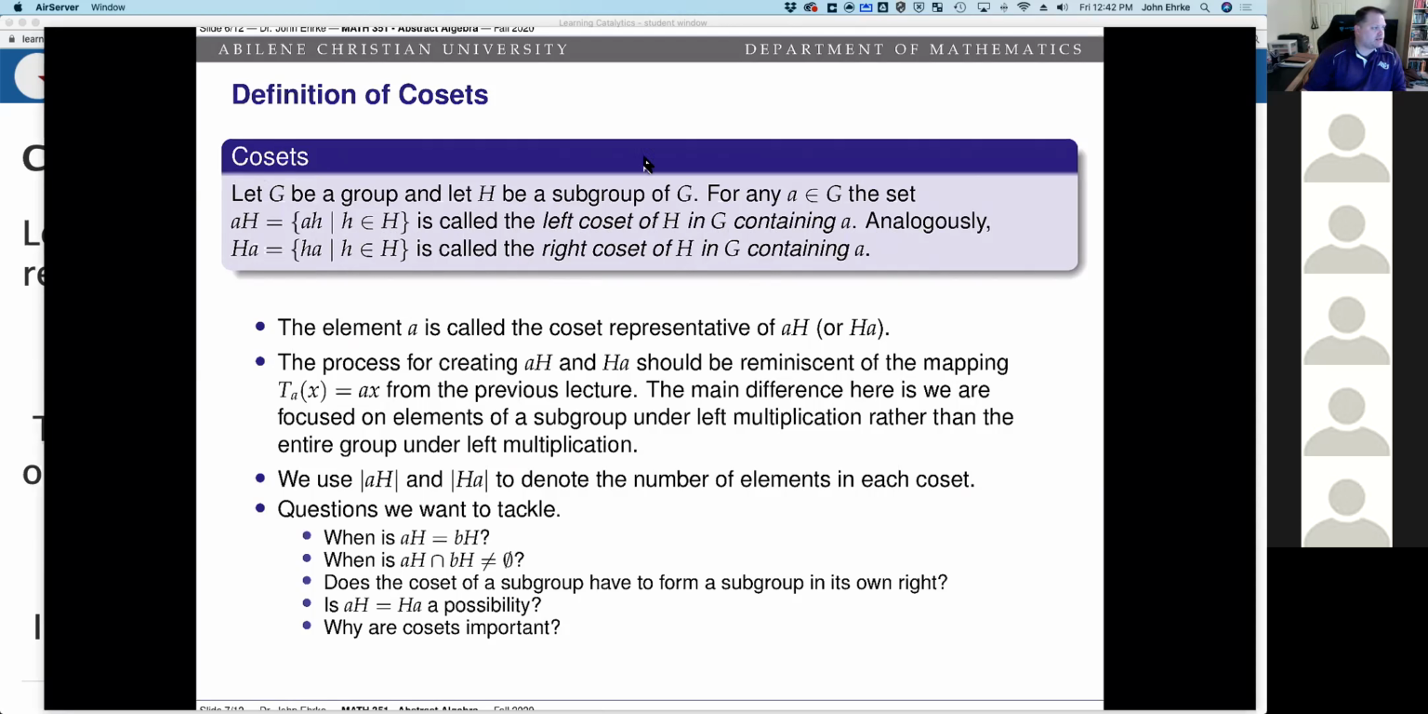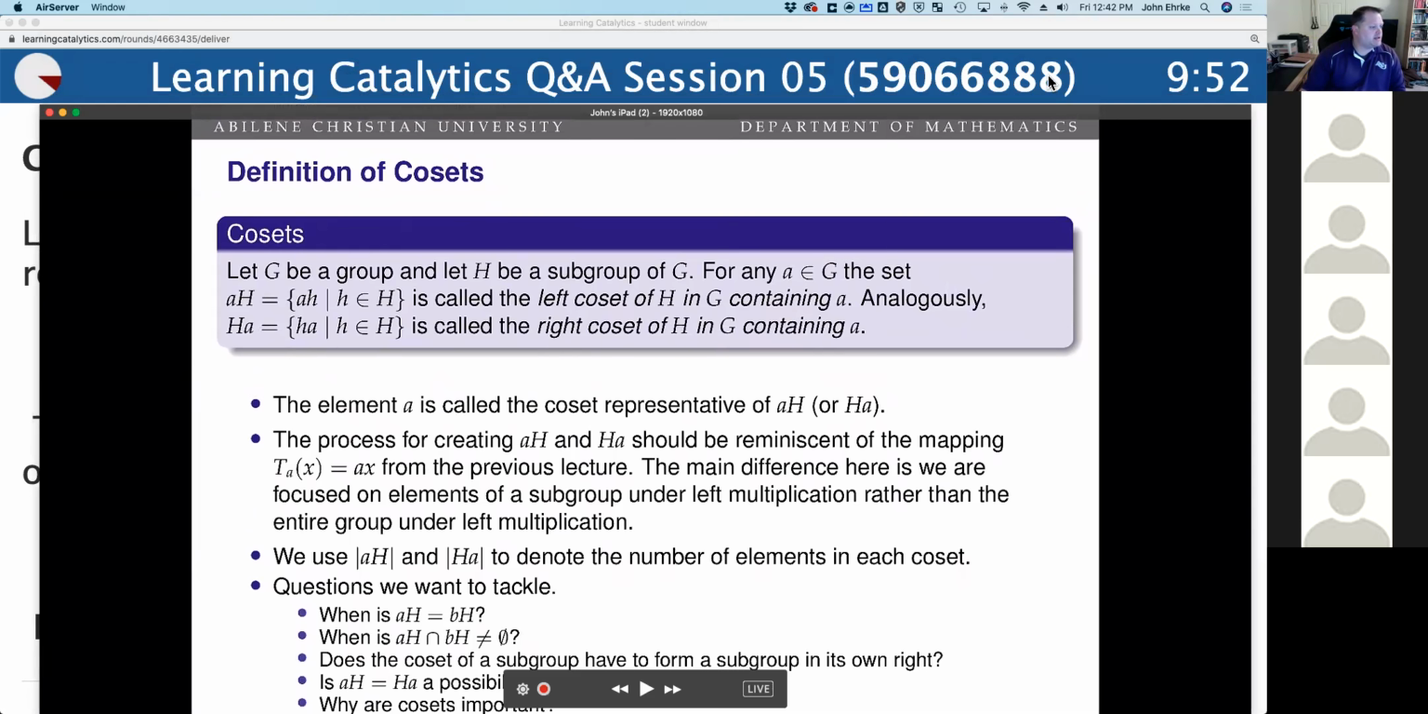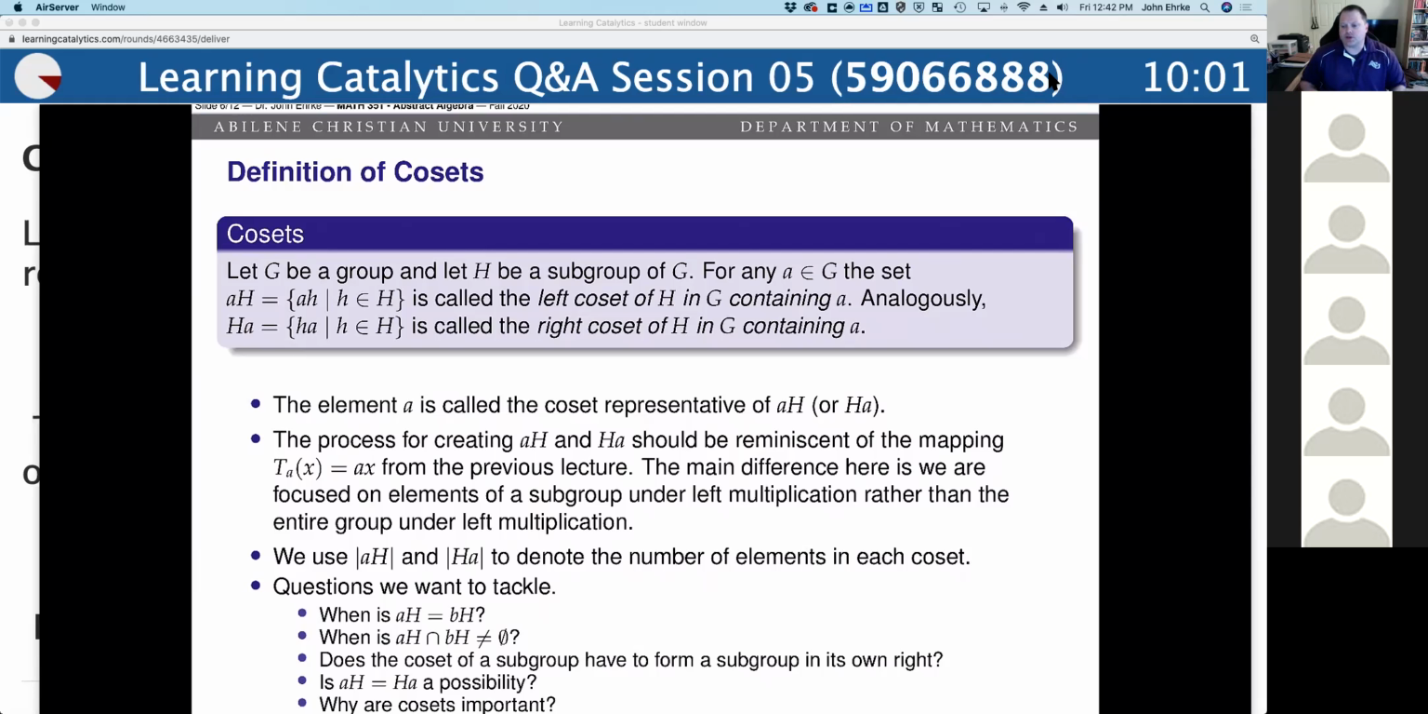So I want us to get a little bit of practice with it, and then we're going to talk about some of these bullet points. There is a question which is up on Learning Catalytics. So if you haven't logged in, there's the session ID. Go ahead and log in and look at that question and respond to it, and then that'll give us a place to start here this afternoon. It's good to see everybody.